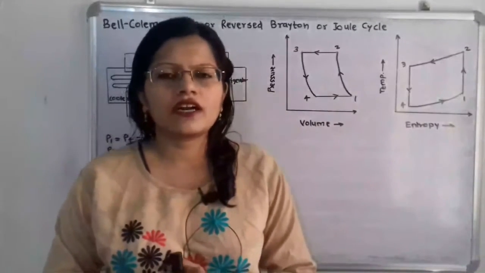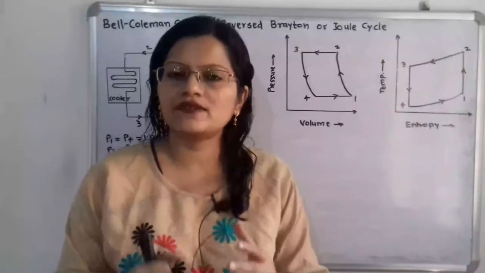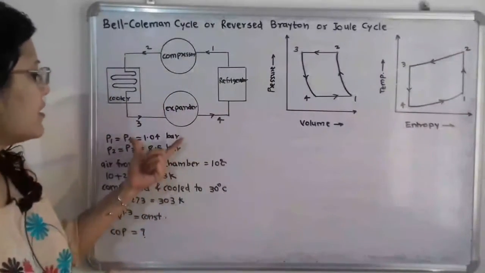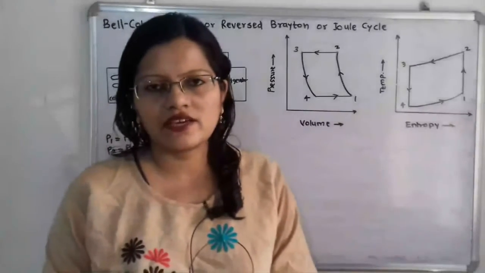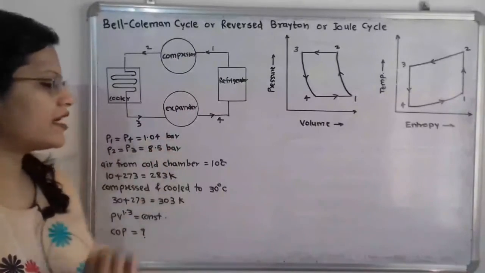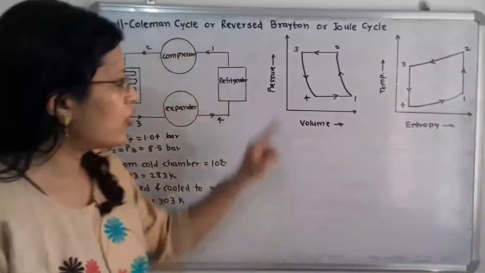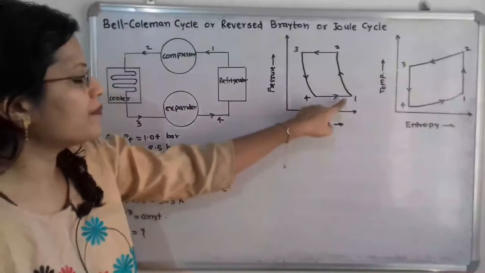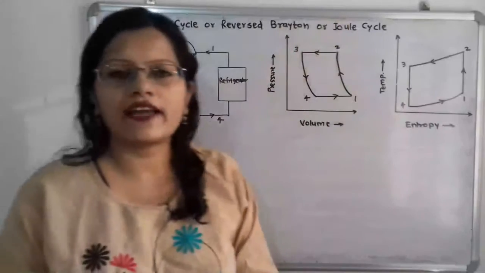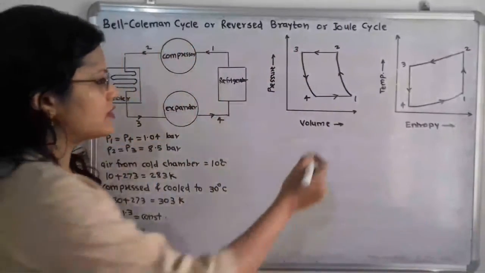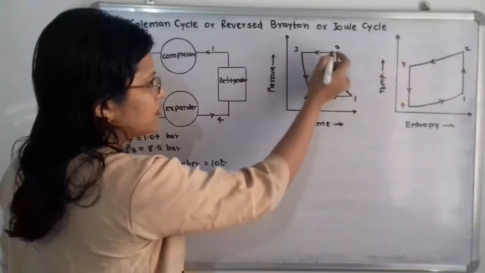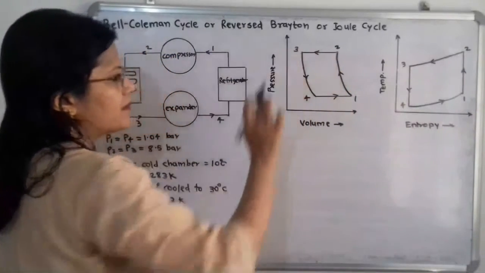Let us first understand the given data and which factors we have to find out. If we observe the given data, two pressure limits are given: 1.04 bar and 8.5 bar. In this pressure volume diagram, the cycle is working between this lower pressure and this higher pressure. Process 4 to 1 is at constant lower pressure, and process 2 to 3 is at the higher pressure.